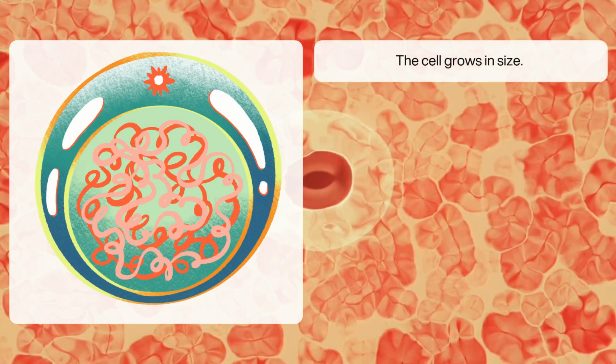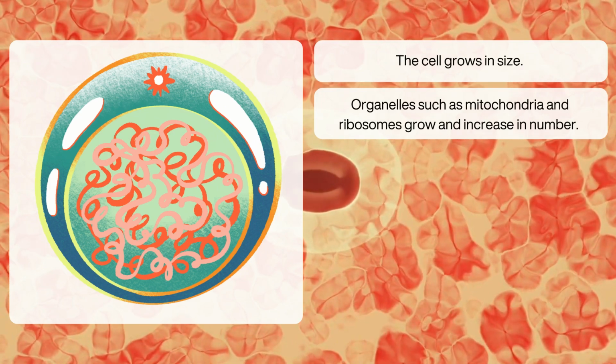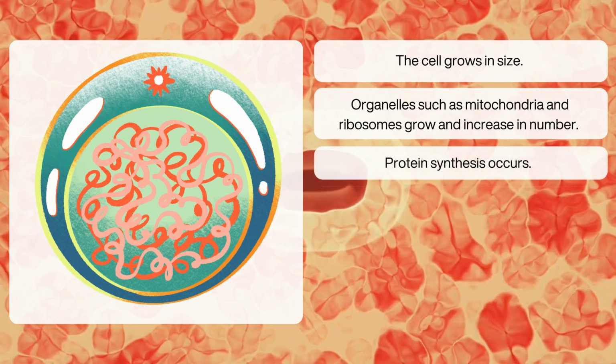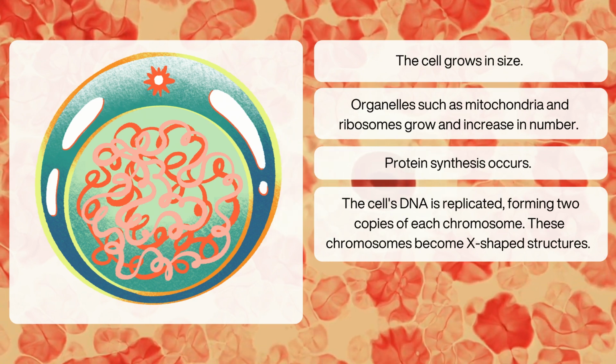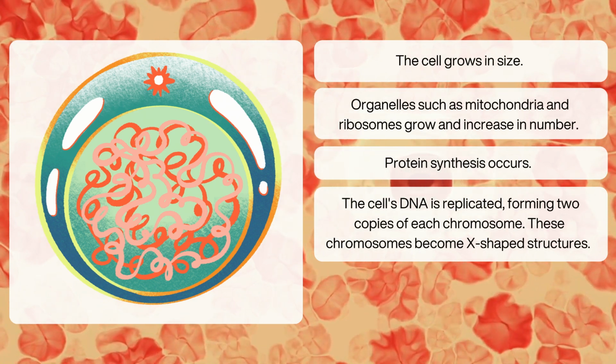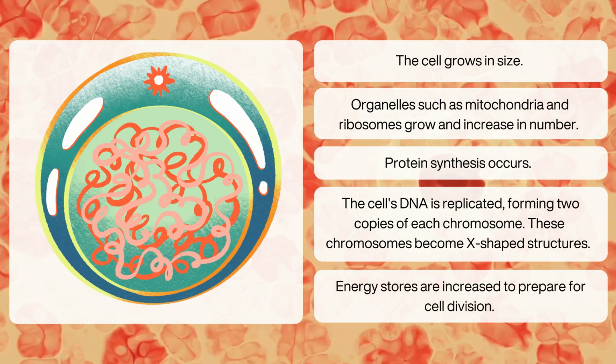The cell grows in size, organelles such as mitochondria and ribosomes grow and increase in number, protein synthesis occurs, and the cell's DNA is replicated, forming two copies of each chromosome. These chromosomes become X-shaped structures. Additionally, energy stores are increased to prepare for cell division.